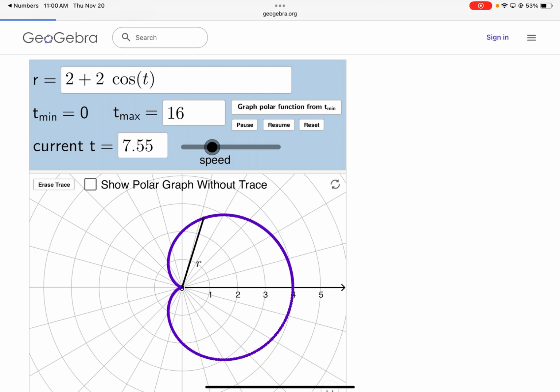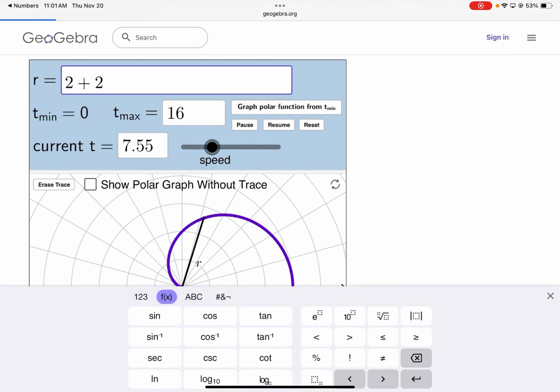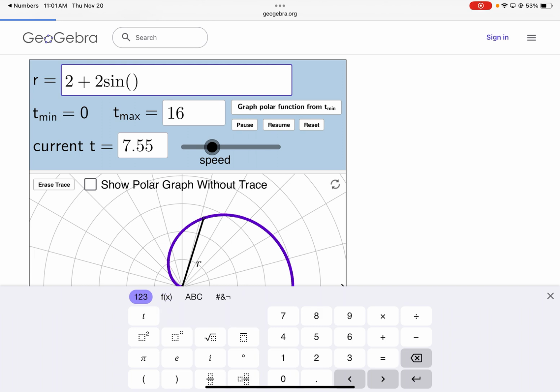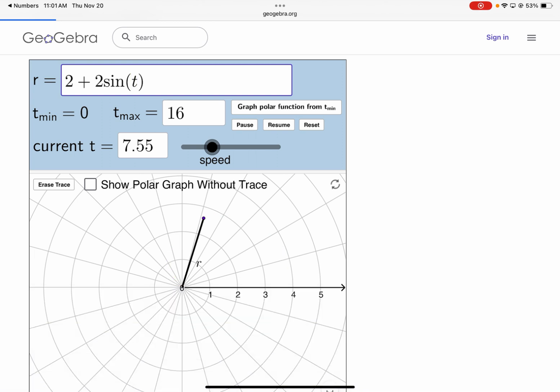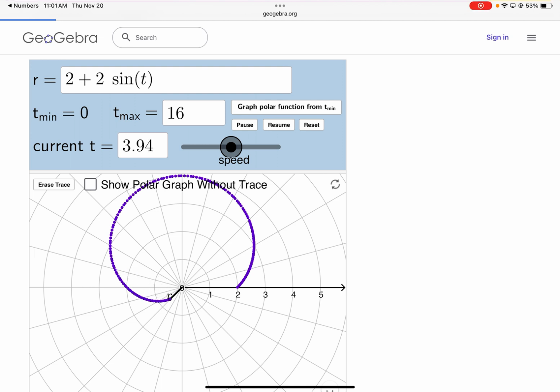All right, now, had I changed this to 2 plus 2 sine of t. Okay, let's start over, speed it up a little bit. It's going to look like the same graph just been rotated to where we now have symmetry with the y-axis, or with theta equals pi over 2. Okay, let's pause that, erase.